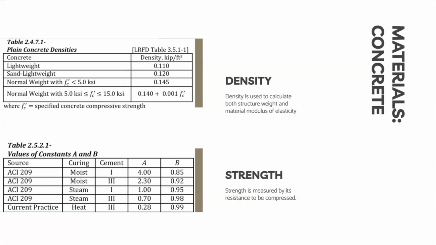Concrete compressive strength measured through testing of cylinders varies with time and can be estimated using the formula F'c(t) equals F'c 28 times t over the combination of a plus b times t, with values of the constants a and b available from ACI 209 or the PCI Bridge Design Manual.